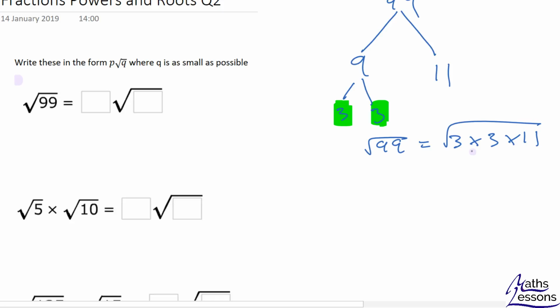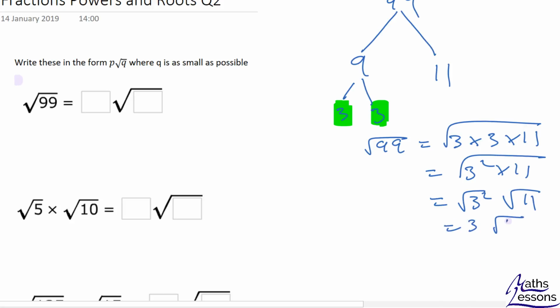And that means you've got 3 squared times 11. And you can square root the 3 squared. You can't square root the 11. So you square root the 3 squared, you get 3. So once you realise this, you can just see every time you get a pair, you can take that out. And then the other numbers, which are not paired off, you leave inside. So you get 3 root 11.